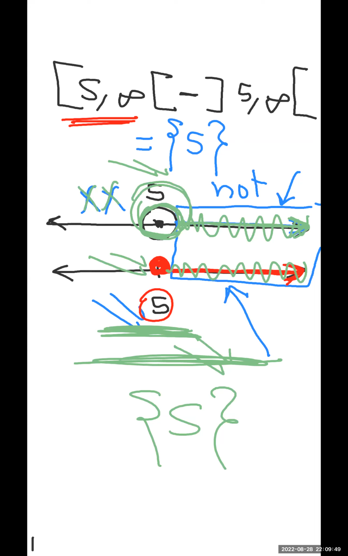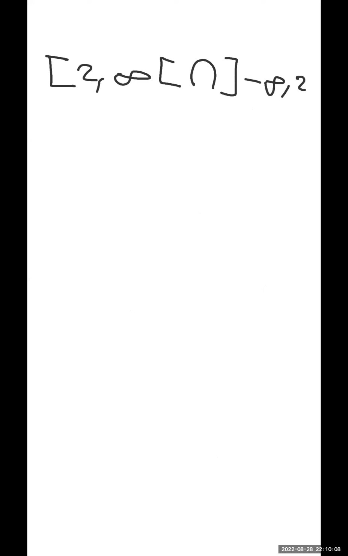Okay. One more question, guys. A question like 2 and infinity, intersection, negative infinity and 2. Okay. As usual, guys, what will be the procedure of the solution? We're going to represent the two intervals. Just 1 second. I will write the elements one more time. Negative infinity and 2. Okay.